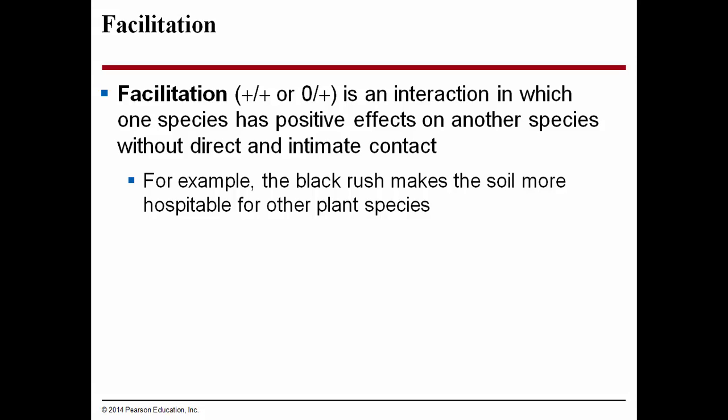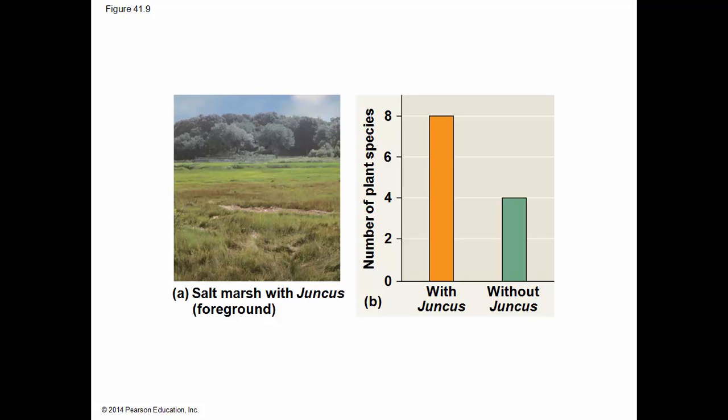Okay, facilitation is either positive or neutral. It's an interaction in which one species has a positive effect on another species without direct or intimate contact. For example, the black rush makes the soil more hospitable for other plant species. Here's a salt marsh with the black rush in the foreground, and it shows that the number of plant species here is greater with the black rush than without it. So that's an example of facilitation.